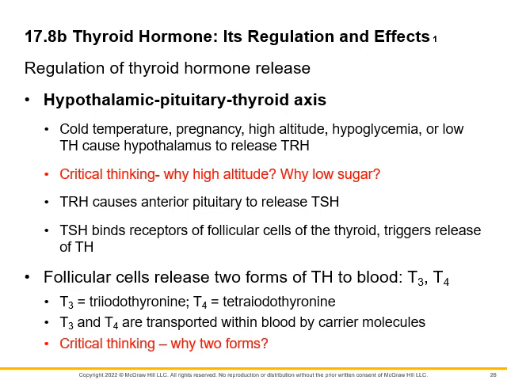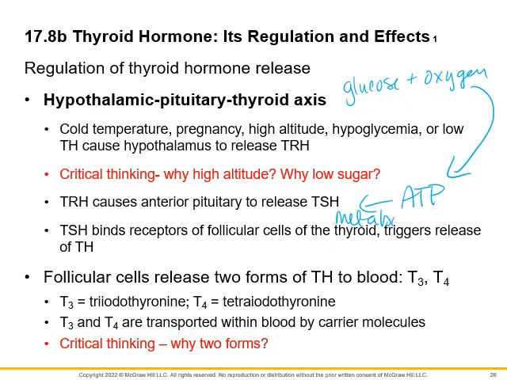So cold temperature, pregnancy, high altitude, probably something to do with oxygen, right? And you need to make sure that you're increasing your metabolism. If your oxygen levels are low, you need to increase the amount of ATP that you need, right? If you don't have enough sugar... So again, I could go back and draw, glucose and oxygen are the 2 reactants that go into the process of making ATP, and you need ATP in order to do metabolism. So if you don't have enough oxygen or you don't have enough glucose, that's going to trigger more T3 and T4 production.